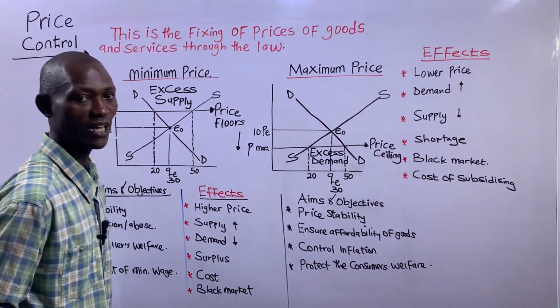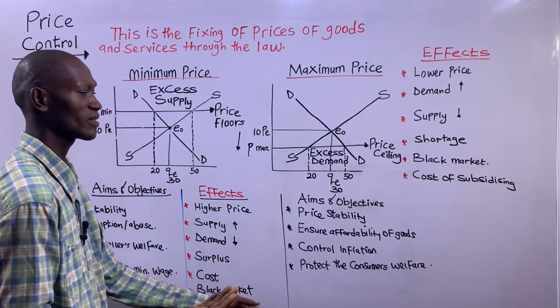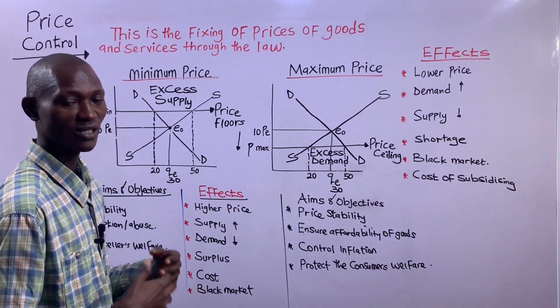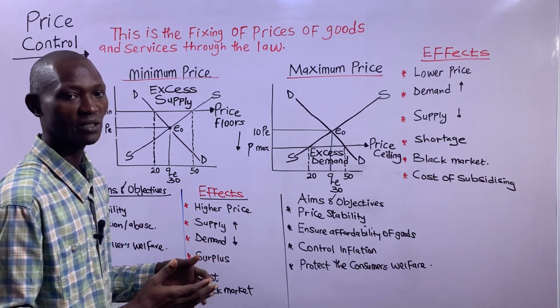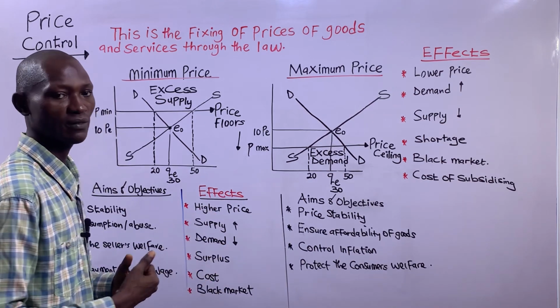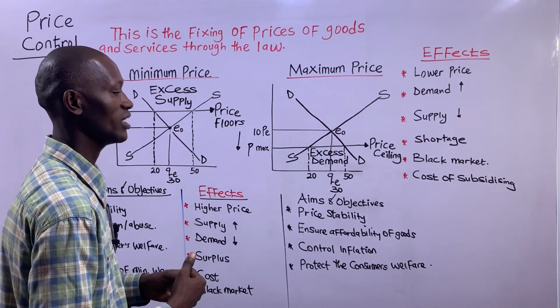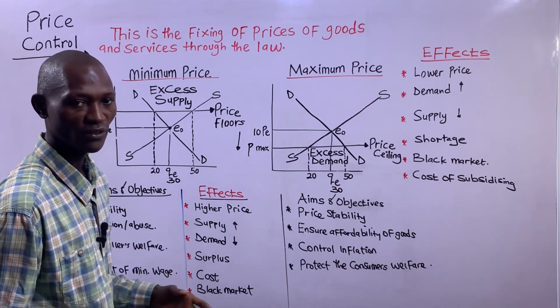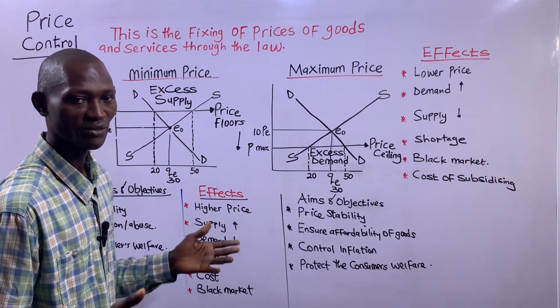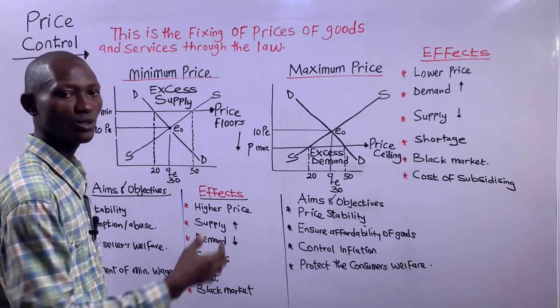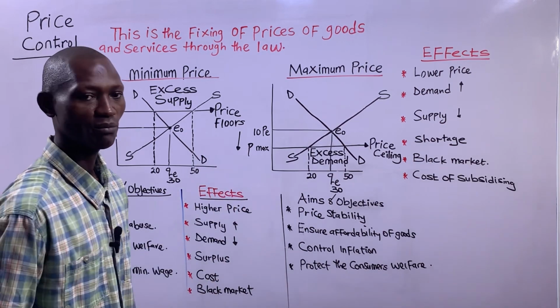Then lastly we have the government. Depending on what the government wants to achieve, if the government wants to standardize the standard of living of the consumers, then fine, the government will be a real fan of this maximum price legislation. It improves the purchasing power of the consumer, the affordability of essential goods and all that. So the government will definitely be a real fan of this maximum price legislation.